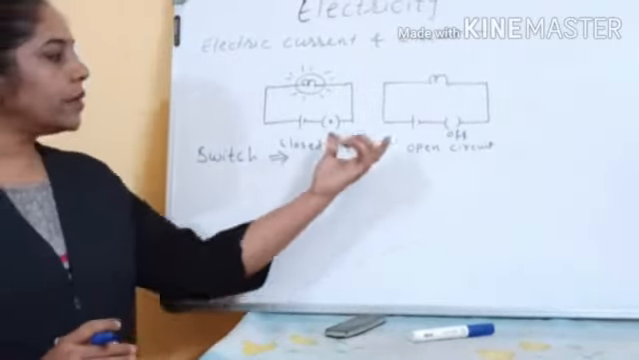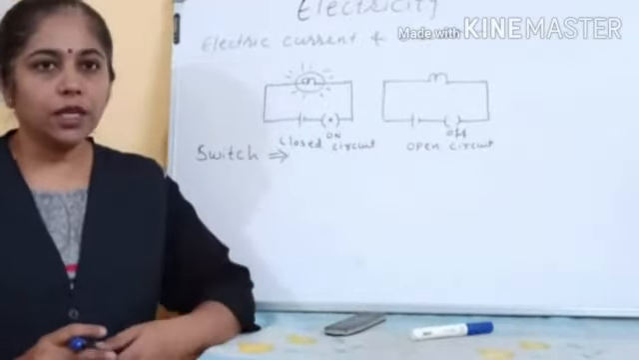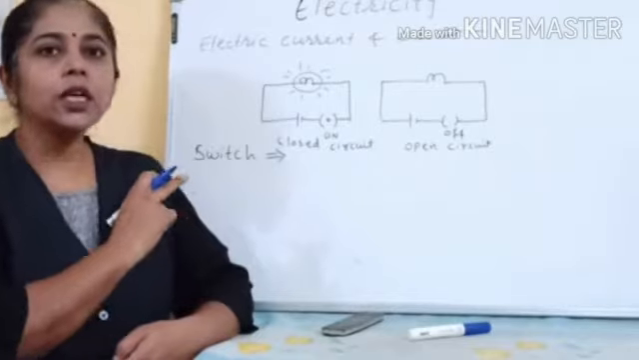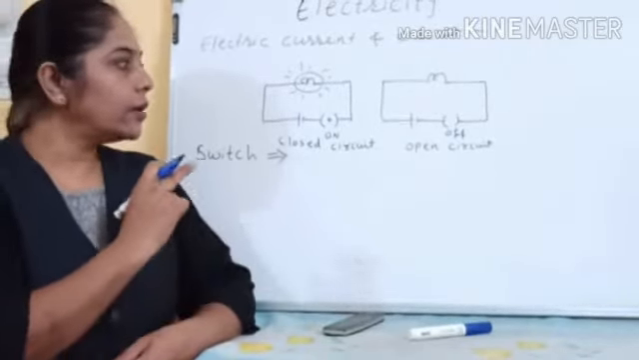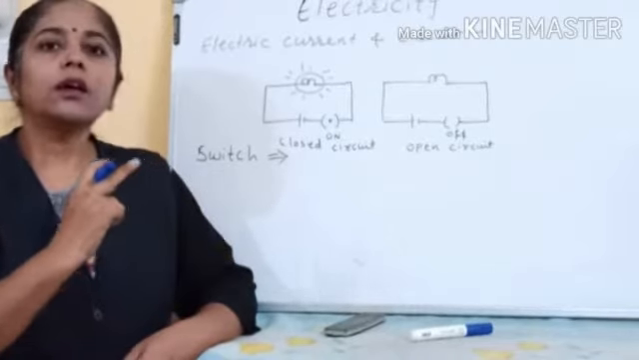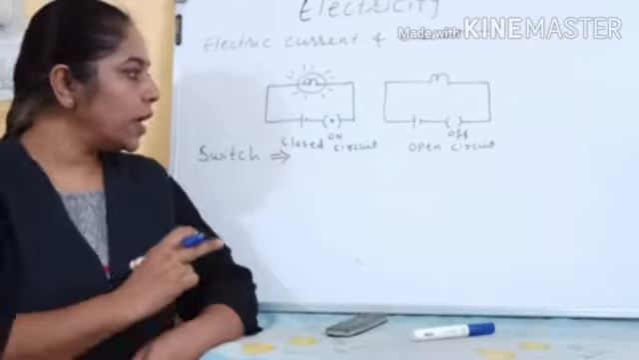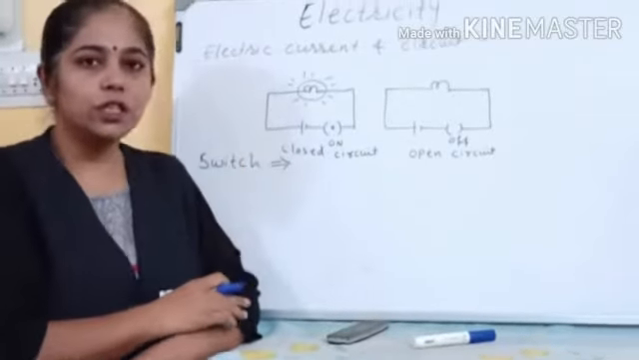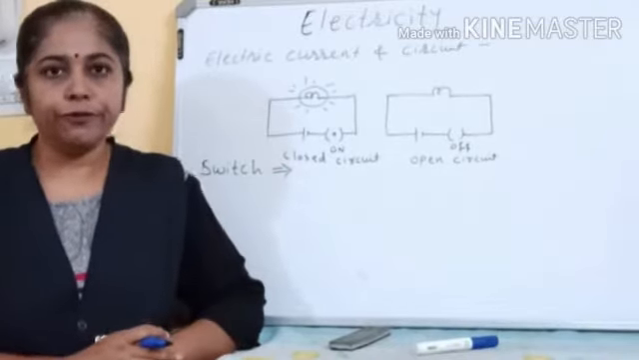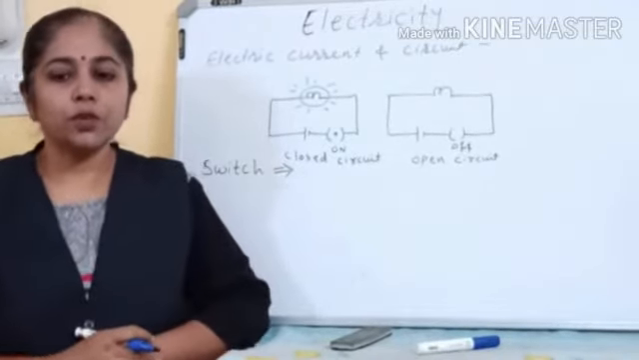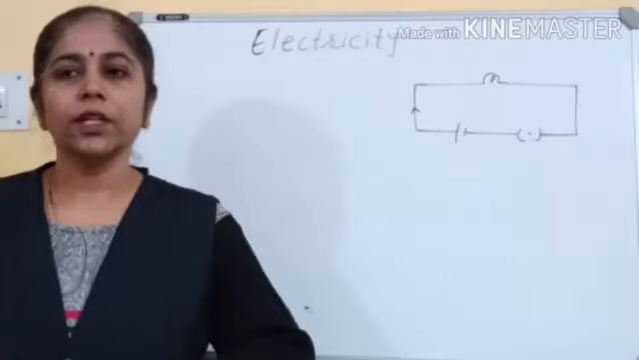So you can write the differences between closed circuit and open circuit. In a closed circuit, the current flows and energy consumption is there. In an open circuit, no current flows and no consumption of energy takes place. In a closed circuit, your switch is on. In an open circuit, the switch is off.